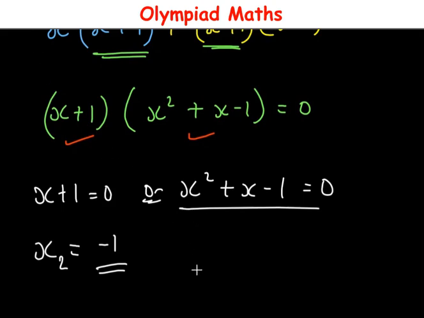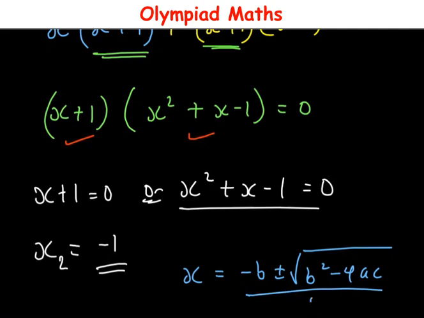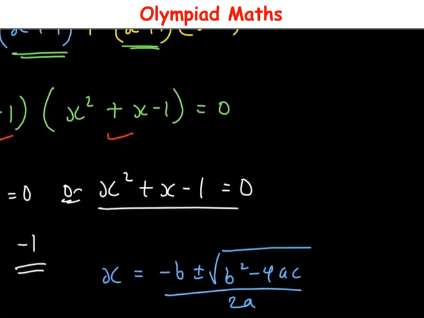The formula is given by x is equal to minus b plus or minus square root of b squared minus 4ac, all over 2a. In this case, the value of a is simply the coefficient of x squared, which is 1. The value of b is the coefficient of x, which is simply plus 1. The constant c is minus 1.